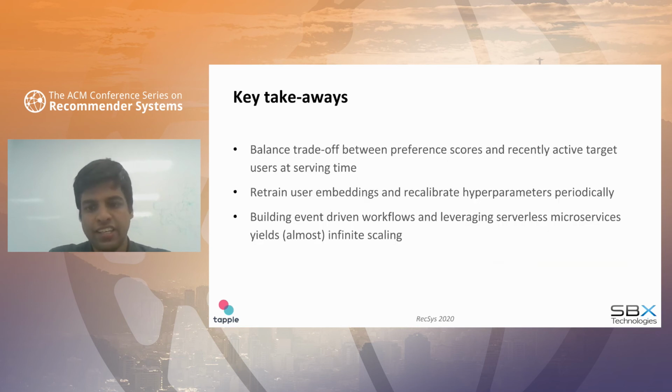To summarize the key learnings, we realized that making recommendations solely based on past interactions is not enough. By balancing the trade-off between relevance and recommending potential partners who are recently active, we could get better results for our users. Users' preferences change with every interaction they have with the recommendation system based on the feedback they receive, and it's important to update the embeddings and recalibrate the model parameters frequently. And finally, containerizing algorithms into microservices and orchestrating them into an event-driven workflow goes a long way in scaling our models.